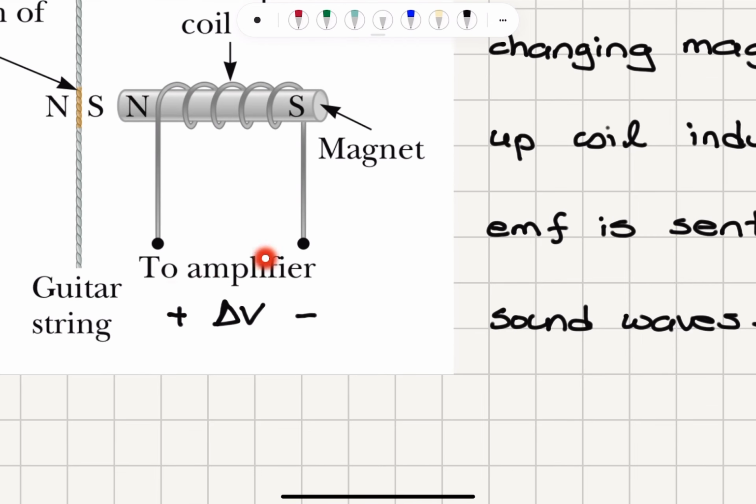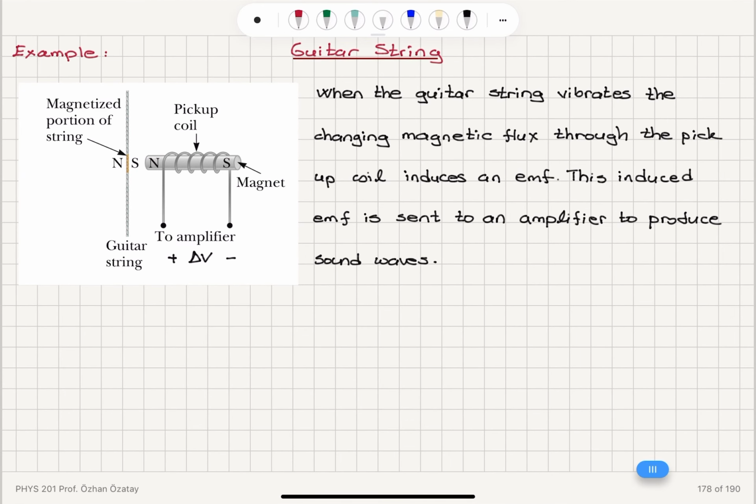So this potential difference is basically sensed by an amplifier, so that amplifies this signal and converts it to sound waves. That is basically proportional to the changing magnetic flux. So this is a direct application of Faraday's law.